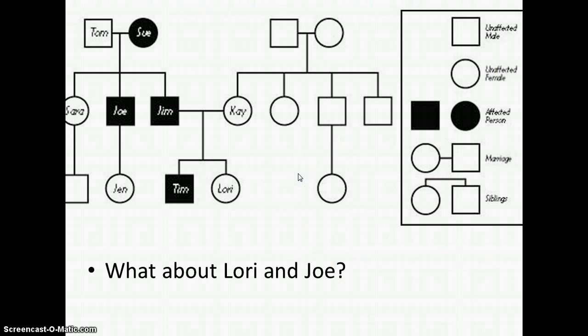Take a look at Lori and Joe. Try to figure out how they are related to each other. This might take you a few more steps. I would start down here with Lori, and if I go up one step to Jim and Kay, I can see that Jim and Kay are her parents. They're married. Tim and Lori are their kids. If Jim is her dad, and then I see how Jim is connected to Joe, they seem like they are brothers. So Joe is her dad's brother, then Joe must be Lori's uncle.